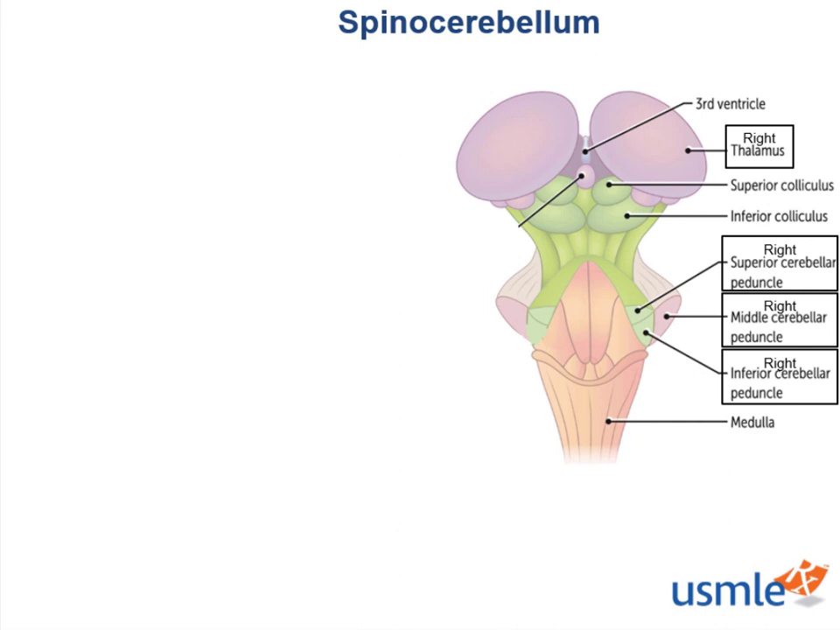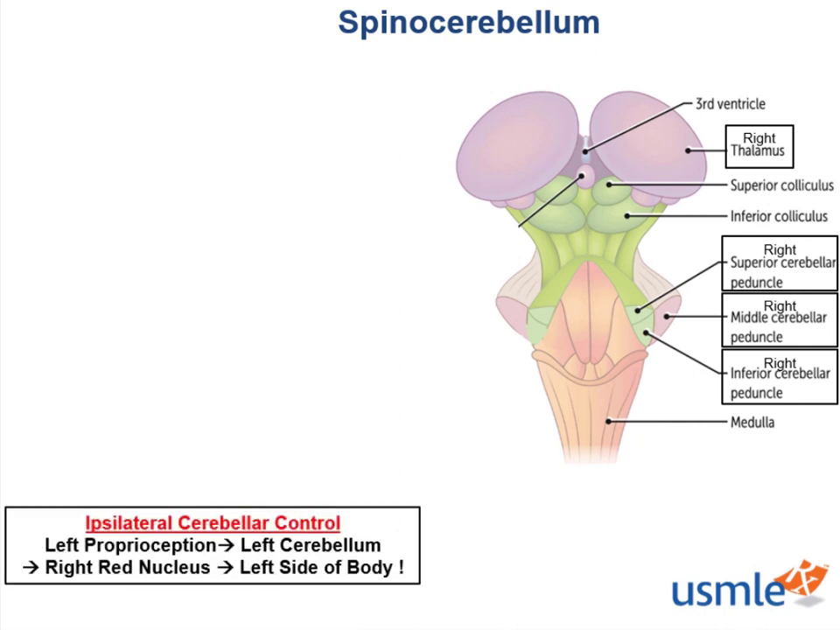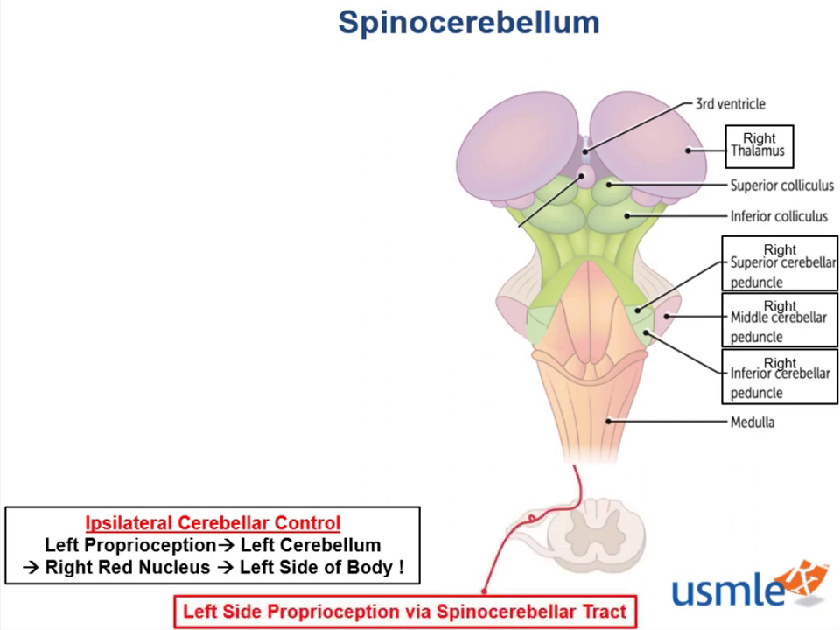The spinocerebellum controls the ipsilateral side of the body as left-sided proprioception from the spinal cord enters the left cerebellum, hence the spinocerebellum name, where output fibers project to the right red nucleus that controls the left side of the body. Hence, the cerebellum controls the ipsilateral side of the body. Let me show you the left spinocerebellar tract, which is damaged in many conditions, such as a vitamin B12 deficiency.